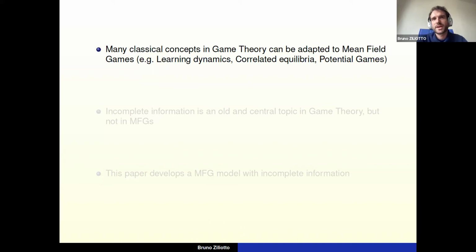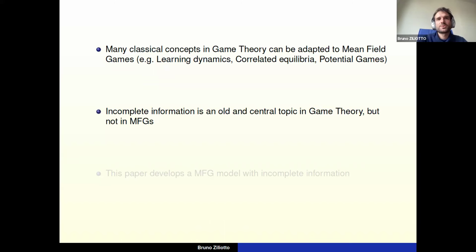like fictitious play, to learn how to play in the MFG game, or correlated equilibria, where players can coordinate on some public signals, or potential games, which are games with a special cost structure. All these ideas are rather old in game theory, but they were used recently in MFG games, and we thought that this interaction could be quite fruitful.